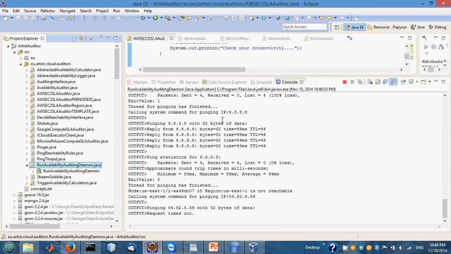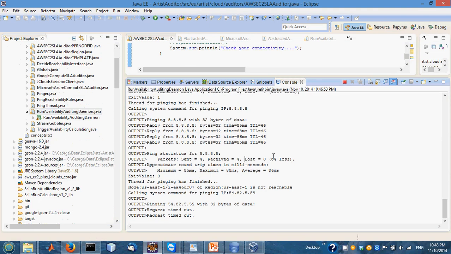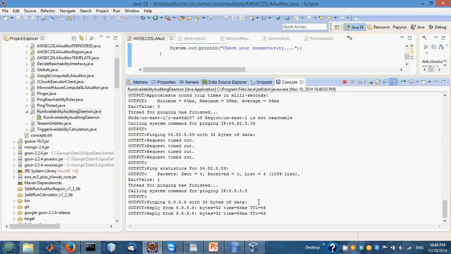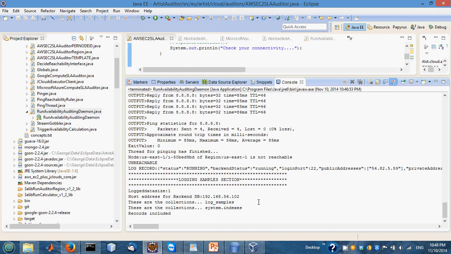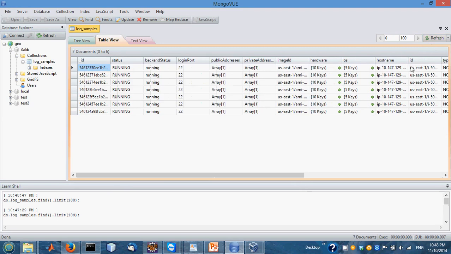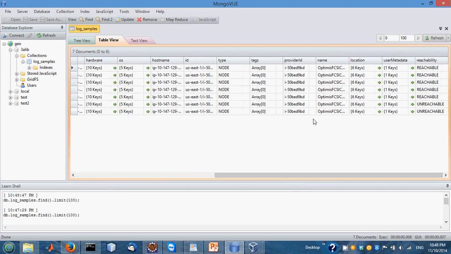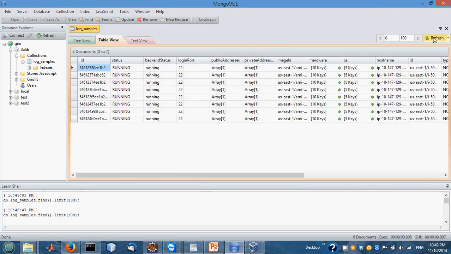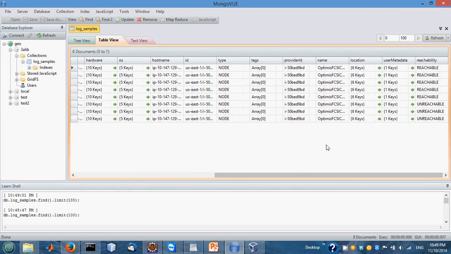So check the printouts also from Eclipse. The single printout shows also that again in this particular case we have unavailable VMs, therefore the overall sample is unreachable. So we have another sample included here. And the third sample from the daemon.